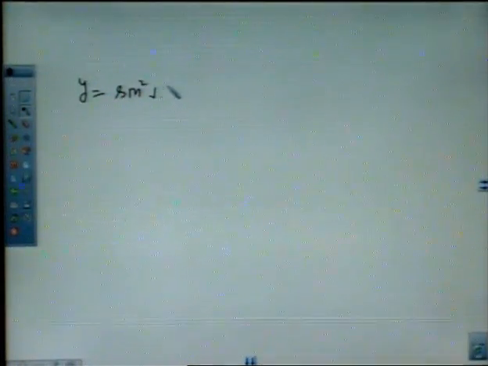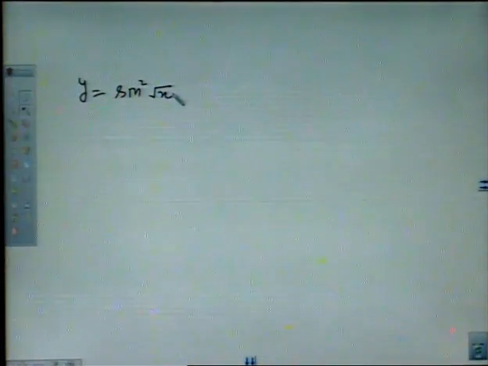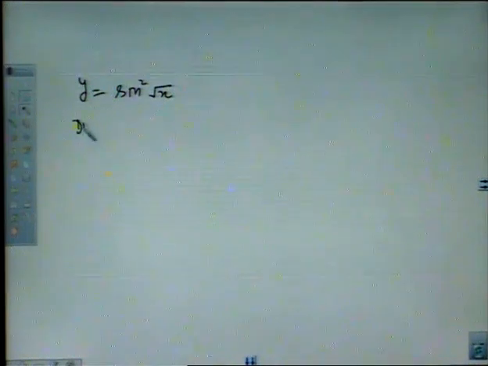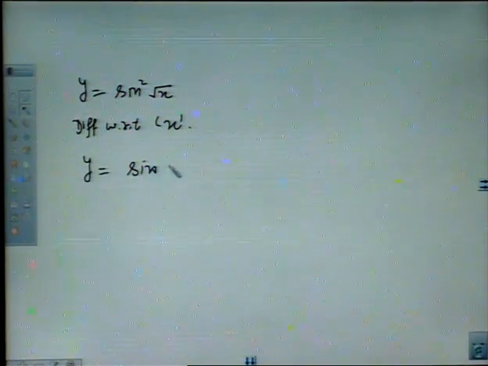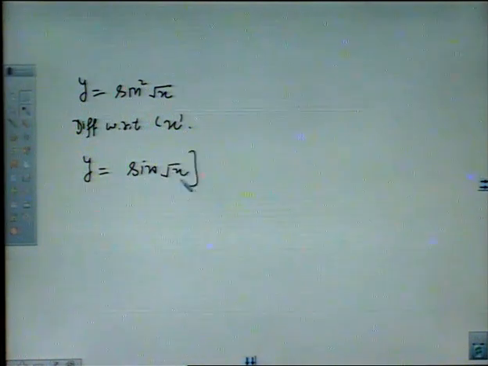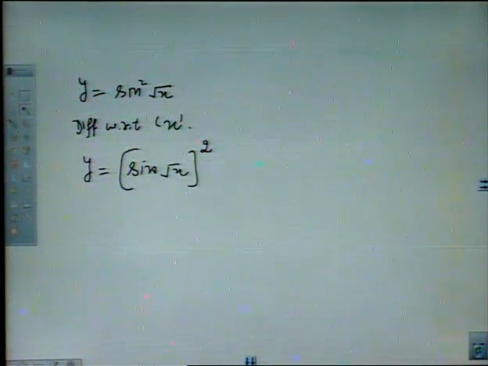Now, some examples based upon trigonometric functions. y equal to sine square under root x, differentiate with respect to x. Now, this is equal to y equal to sine under root x whole square, and what will be its derivative?